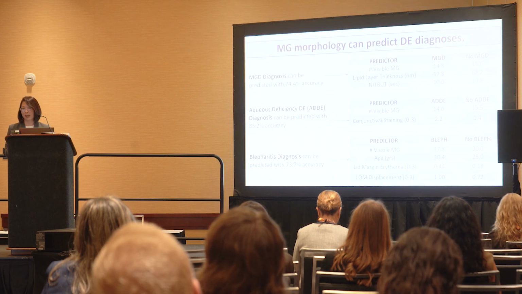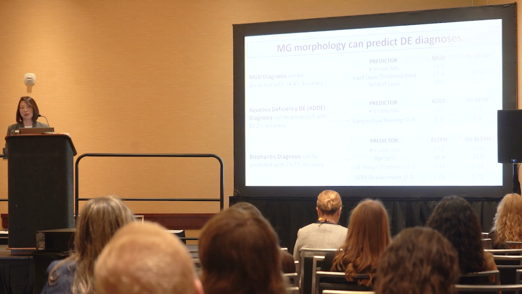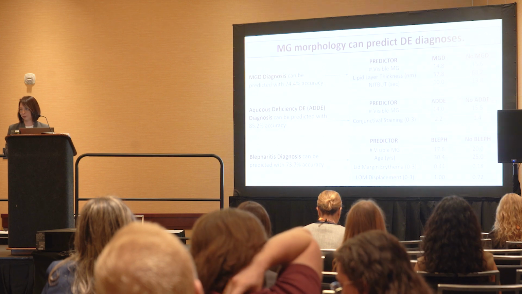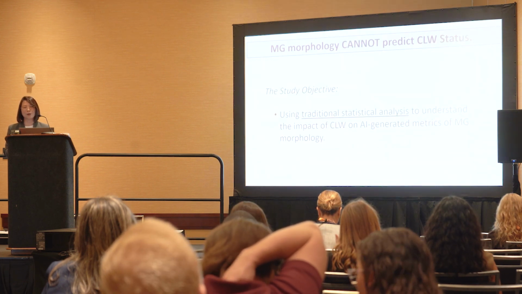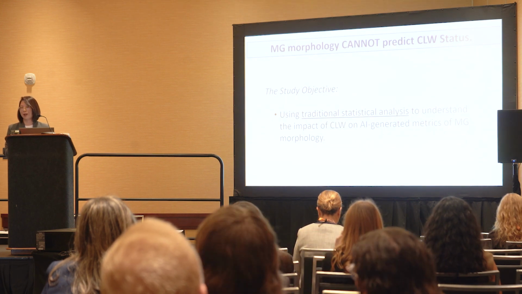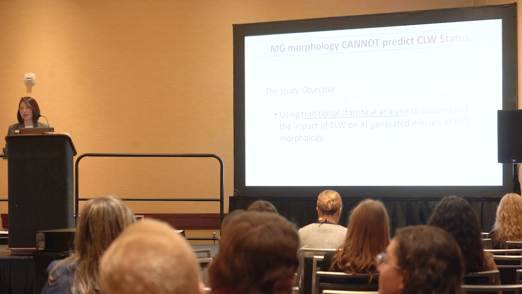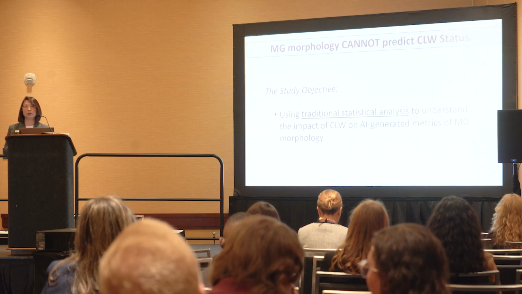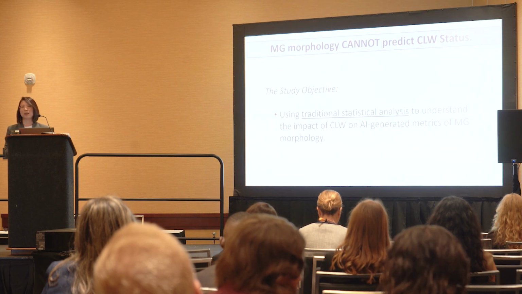Our AI can also take the morphology to predict diagnosis, such as meibomian gland dysfunction, aqueous deficiency dry eye, and blepharitis with very high accuracy. Interestingly, our AI cannot tell the difference in meibography images between contact lens and no contact lenses. So in the current study, the objective is to take traditional statistical analysis with a priori assumptions to more carefully assess the relationship between contact lens status and morphology.